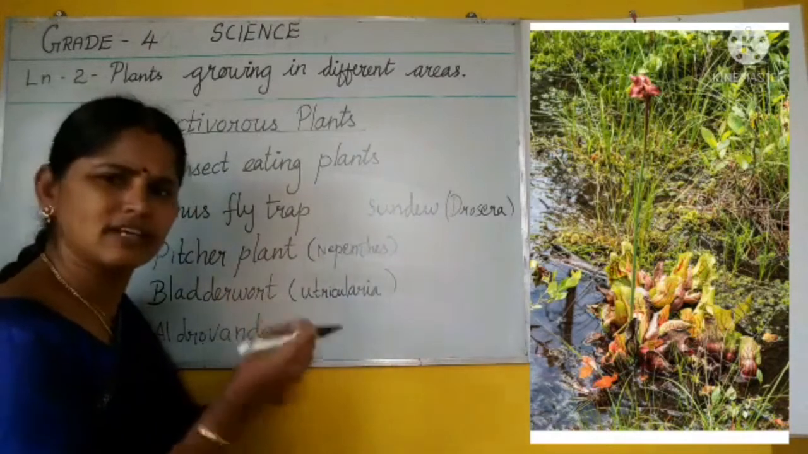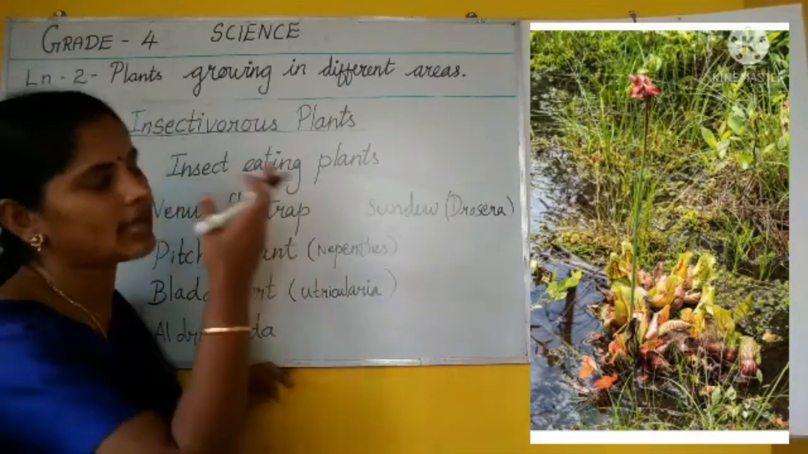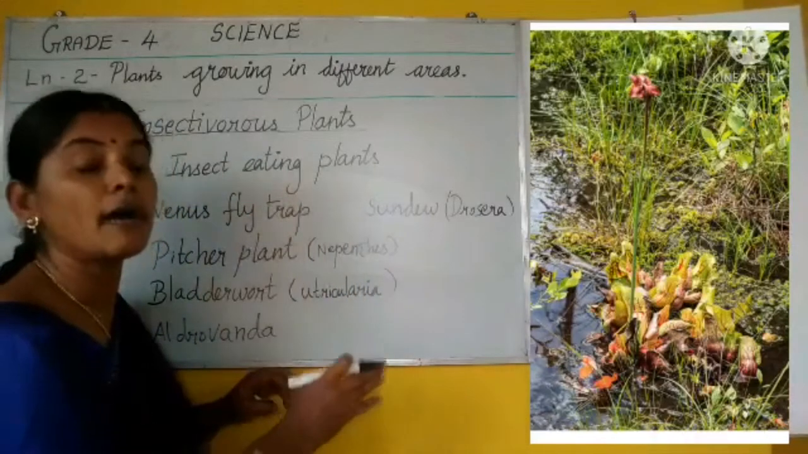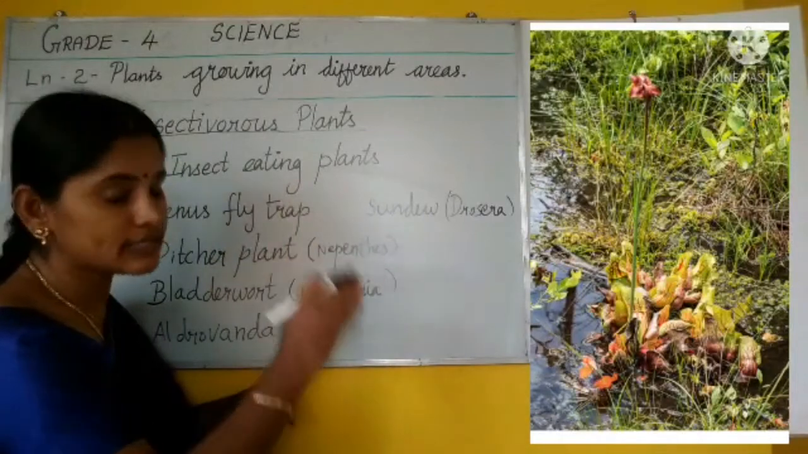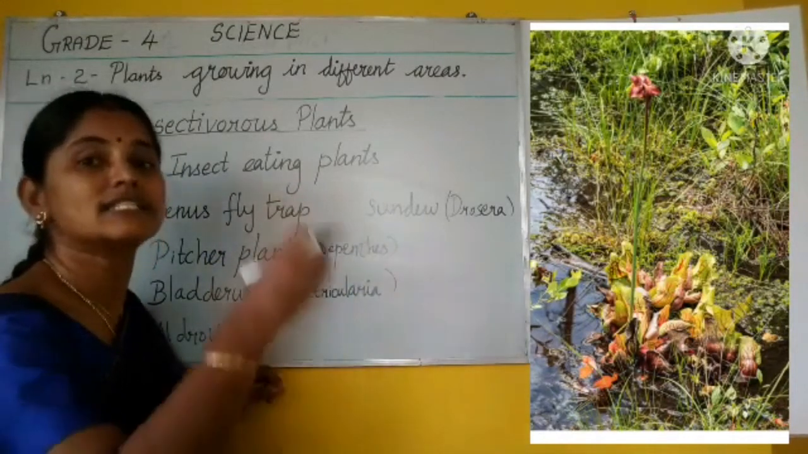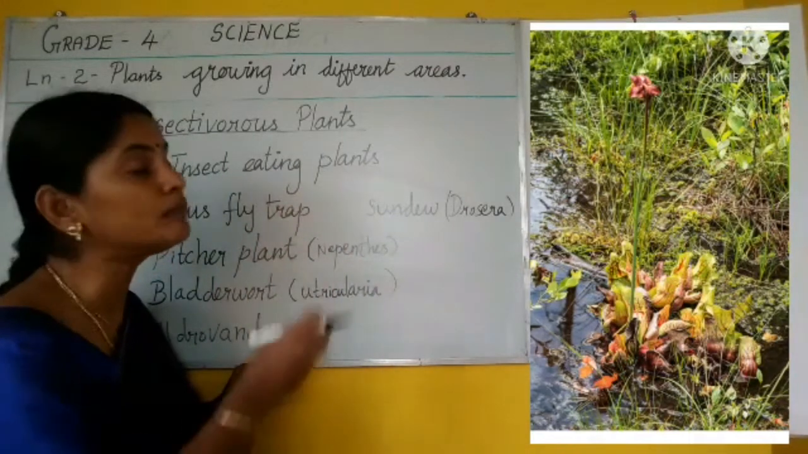See, why are these plants taking insects? Why can't they do photosynthesis? Yes, they can do photosynthesis, can prepare their own food. But the food prepared by this plant is not enough for the plant. Some nutrients are missing. Some nutrients.